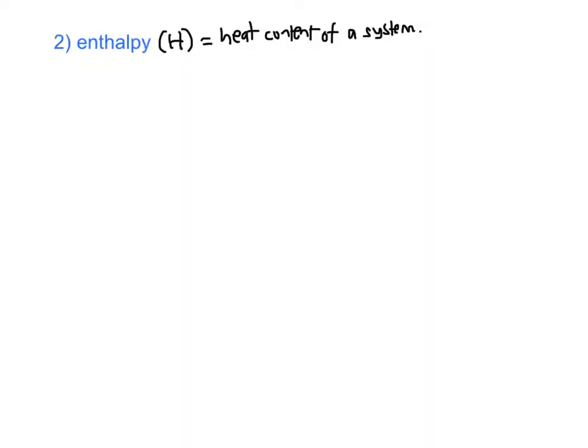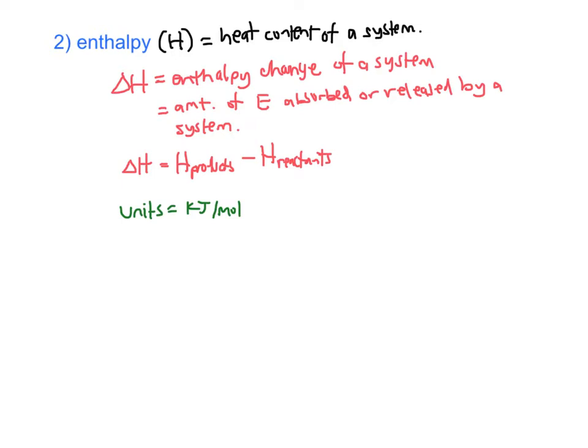So in thermochemistry, we focus on something called enthalpy. Its symbol is an H. And it is defined as the heat content of a system. Well, it's only possible to actually measure changes in enthalpy. So we're really going to focus on delta H. Do you remember that delta means change and H is enthalpy, so changes in enthalpy.